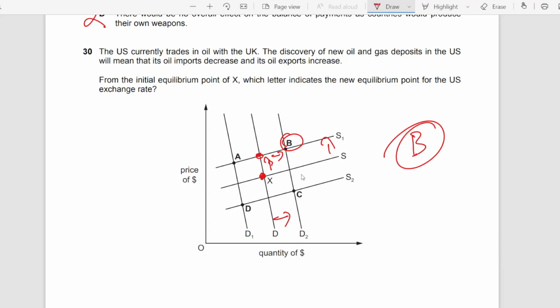Remember that, guys. Why is the demand for the dollar increasing? Because the US is exporting products. Whenever foreign countries are buying US-made products, they're demanding the US dollar. And the US is now not buying any foreign products, so the US is not supplying its currency any longer to buy foreign produced oil. So the supply is decreasing. As a result, we move from point X to point B. I hope this point is clear.